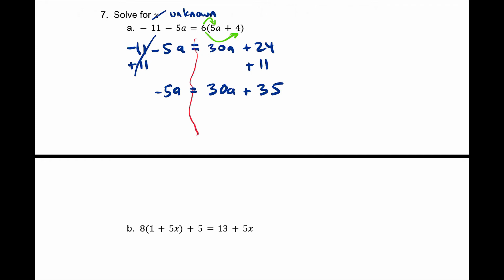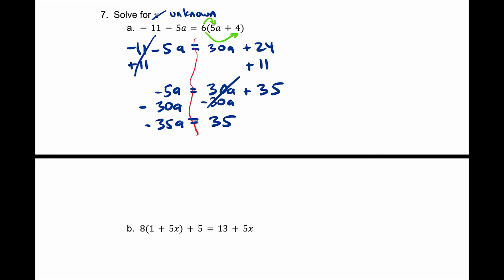Okay, so what about these 30a's? Well, I want those 30a's over on the left side. So I'm going to subtract the 30a's. I've got rid of them. Again, keep things balanced. If I subtract 30a's on the right side, I need to subtract 30a's on the, sorry, the left side. So now what do we have left? Well, I've got negative 35a's over here, and that equals 35.